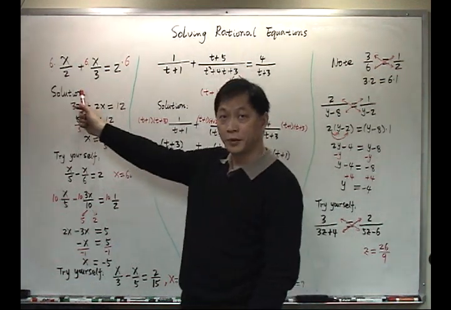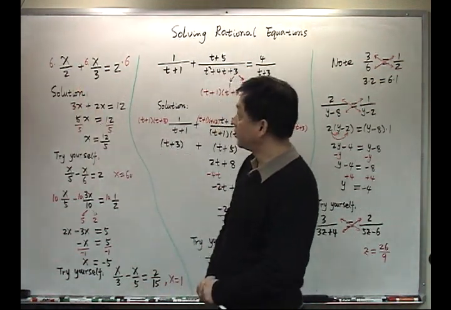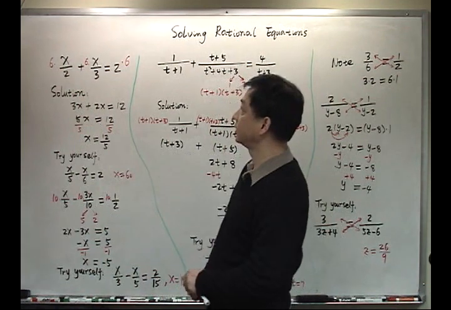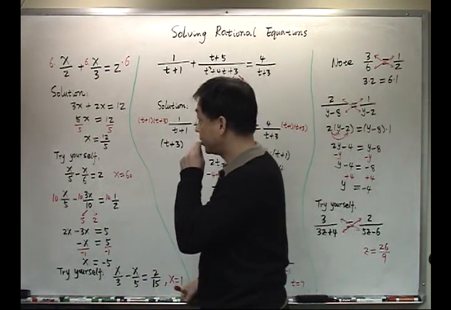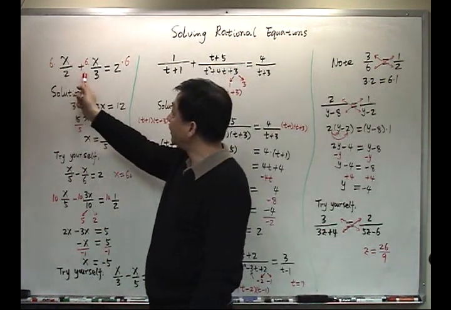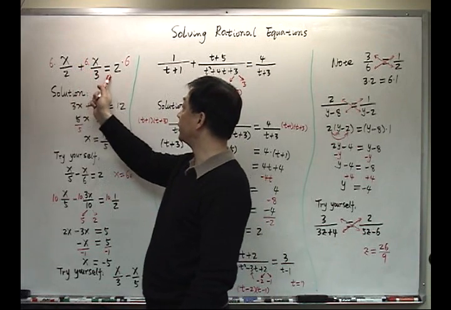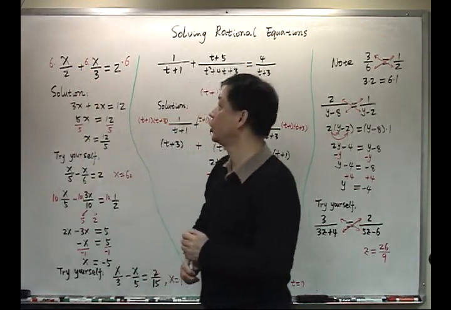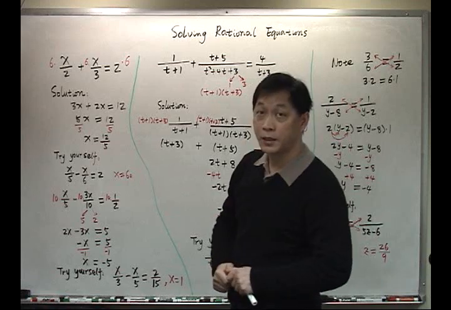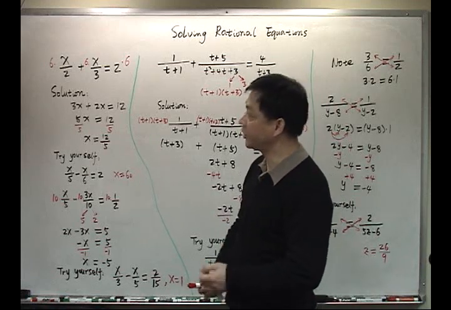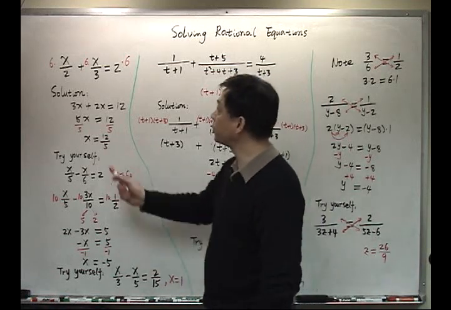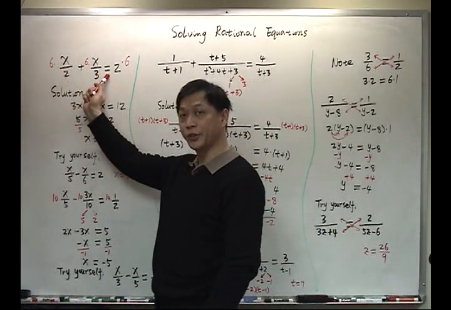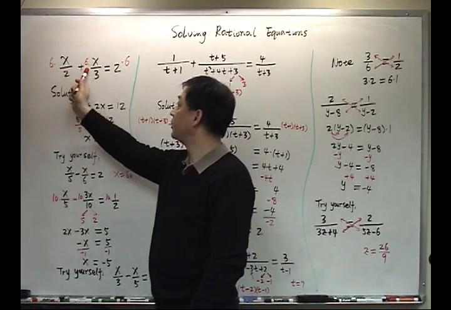The first example. This is the easiest example, which is x over 2 plus x over 3 equals 2. We know the least common denominator is 6. So both sides of the equation are multiplied by 6.